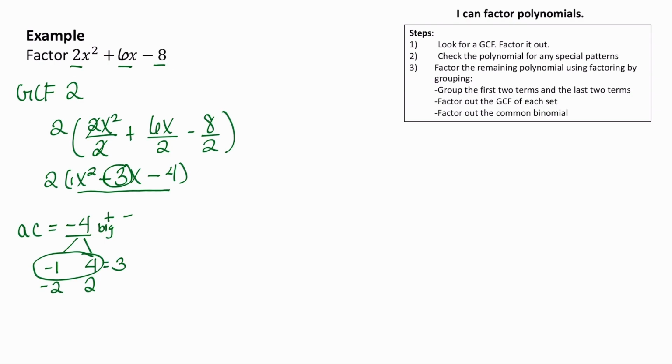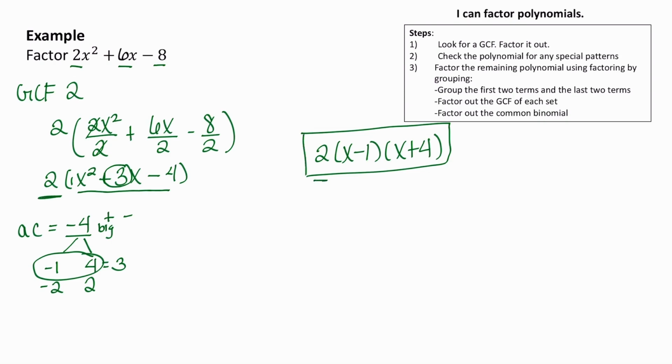So I'm going to go ahead and use this to write the factors. I have that 2 that's still in front, and then I have x minus 1, and then I have x plus 4. And that is the fully factored form of this polynomial. Don't forget to include the GCF when you write the final factored form. That's very important.